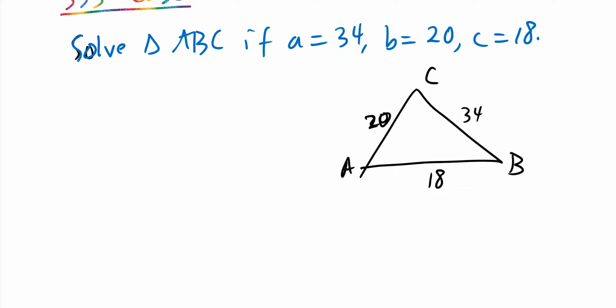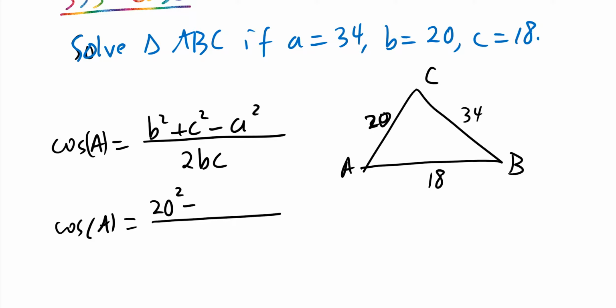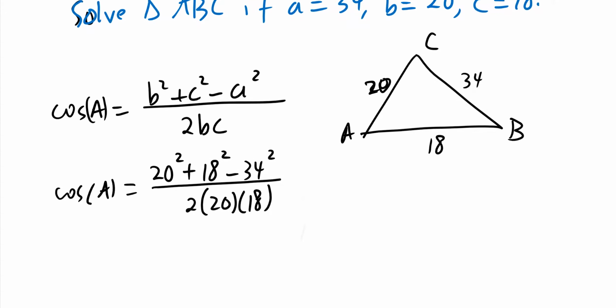So what we need to find is the missing angles. You can start with any angle you like. Let's say you want to start with angle A. So you say cosine A, the one we just showed you or proved to you, it's B squared plus C squared minus A squared over 2BC. So cosine A equals, notice B is given, 20 squared, C is 18 squared, minus 34 squared, over 2 times 20 times 18.